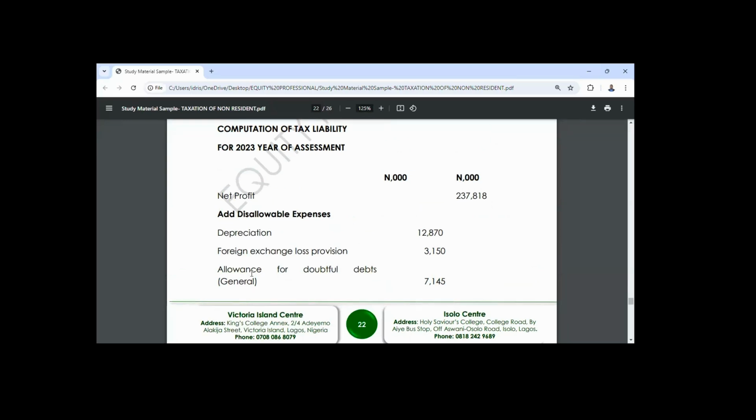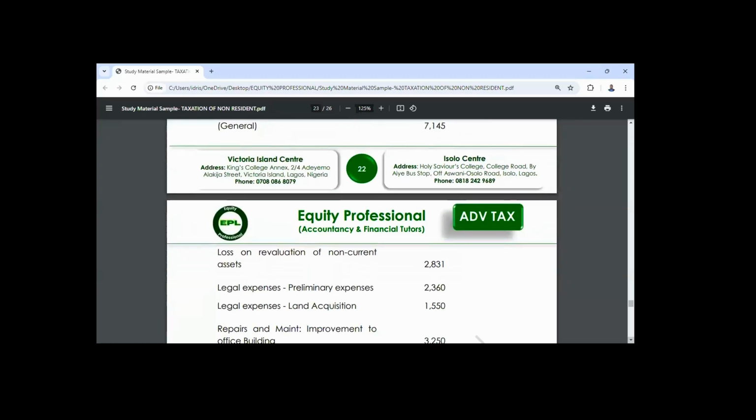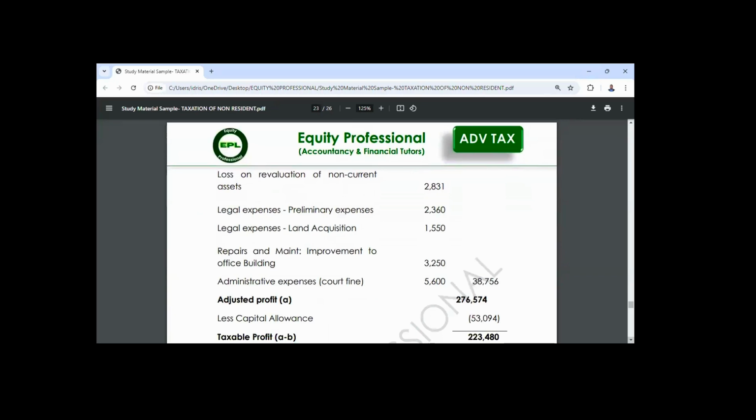Number one is depreciation, which is 12,870. Foreign exchange loss provision, 3,150. Allowance for doubtful debt, 7,145. Loss on revaluation of non-current assets, 2,831. Preliminary expenses, 2,360. Legal expenses, land acquisition, 1,550. Repair and maintenance, improvement of office building, 3,250. Administrative expenses, only court fine.